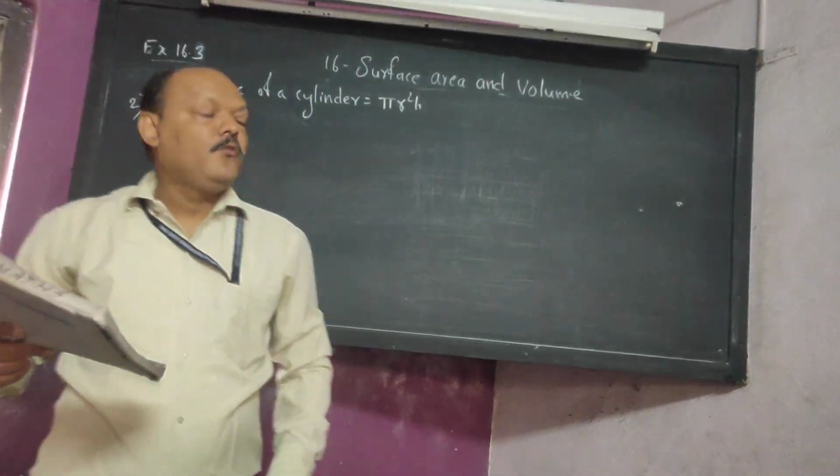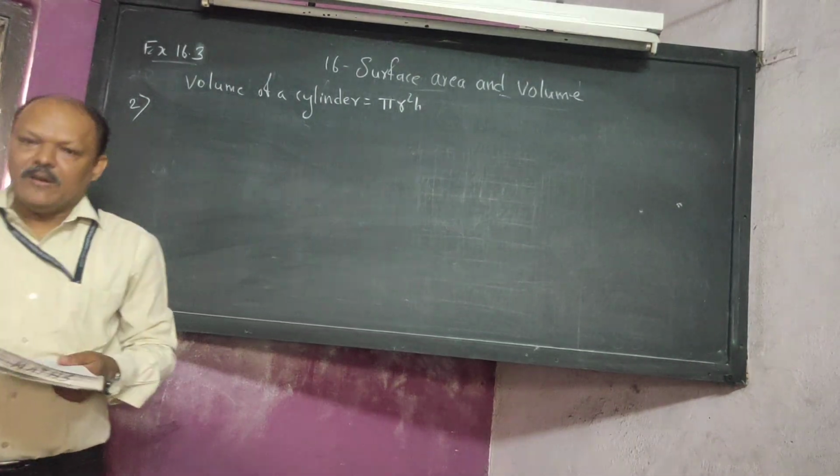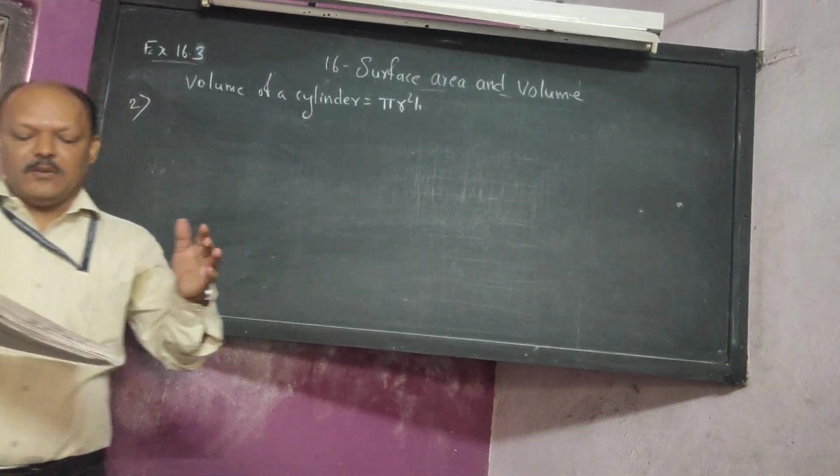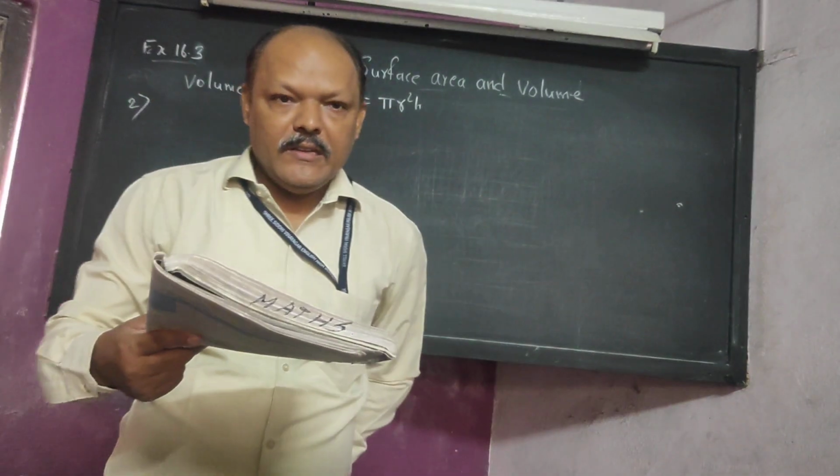Students, in question number 1, there were 4 sums. We had done 3 sums, so one sum at least you can practice. It's a single sum only. Now we will move on to question number 2. Is it clear? So what is given in question number 2?